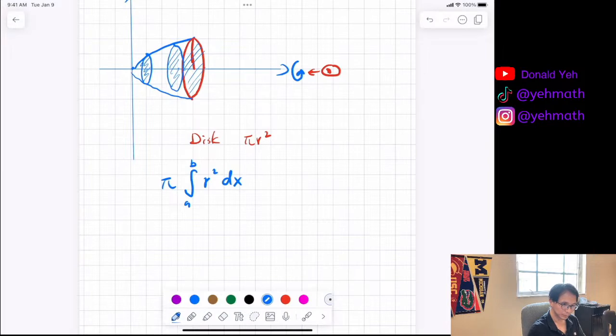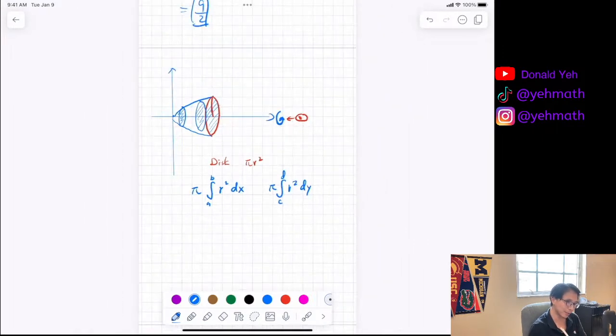Or in terms of y, it's going to be from c to d, because it's a different type of boundary, pi times the integral of r squared dy. So they can be rotated different ways. Right now, the easiest way to think about it is to rotate in terms of the x-axis. If you rotate that, it's going to give you a disk.